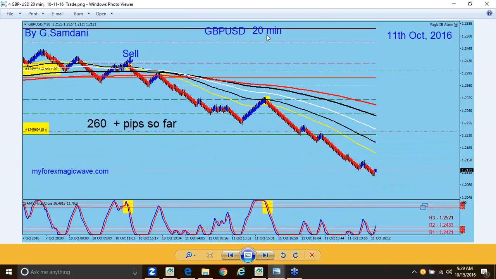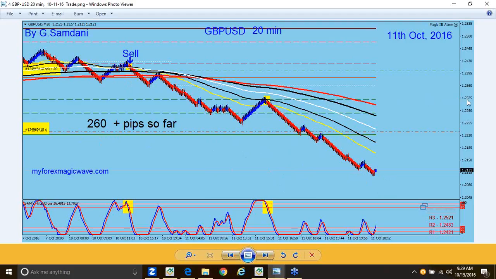This is Pound USD 20-minute on the 11th, and you can see the entry was here, and then there is another good entry, but this one is by the book, a beautiful entry again. I was in all the way from the top, so no need to take the other entry. So it's all the way down 260 pip plus. It's even more than that. It's 280.